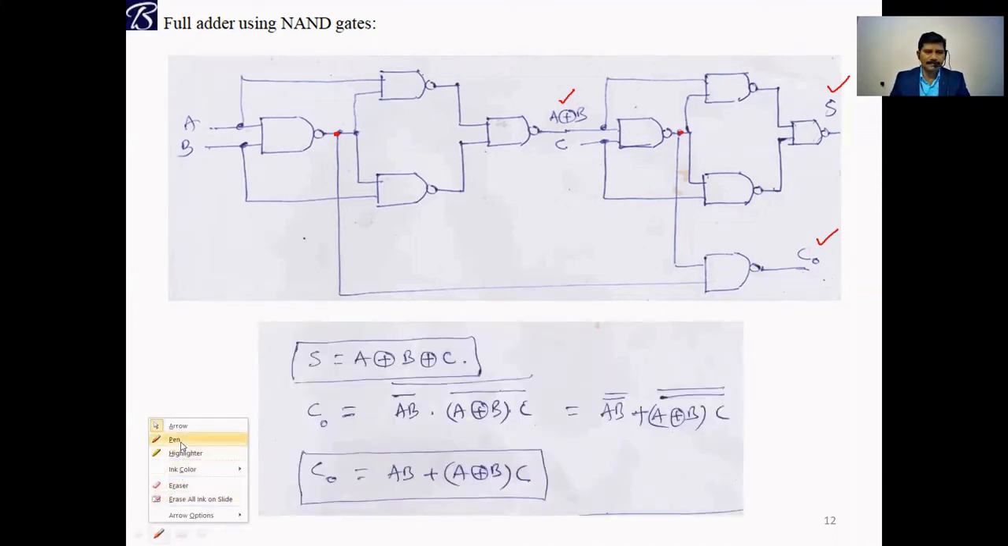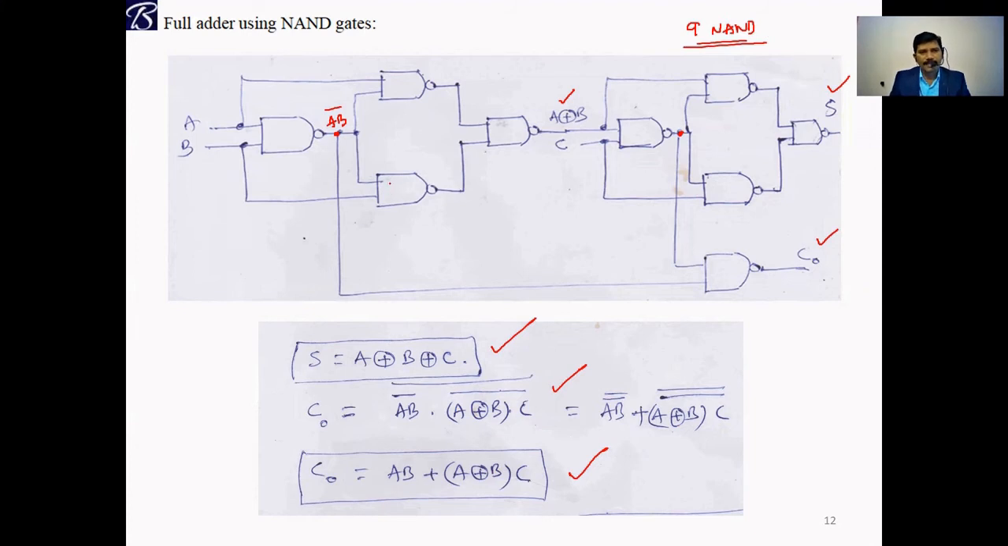Sum is A XOR B XOR C, and carry is, you take this one, this is AB whole bar, and this is A XOR B into C whole bar, this point A XOR B into C whole bar. If you take this one and go on simplifying, you will get AB plus A XOR B into C, which is the carry. To implement a full adder, we require 9 NAND gates. You need to remember this one.